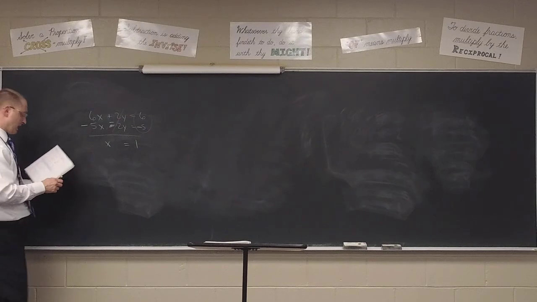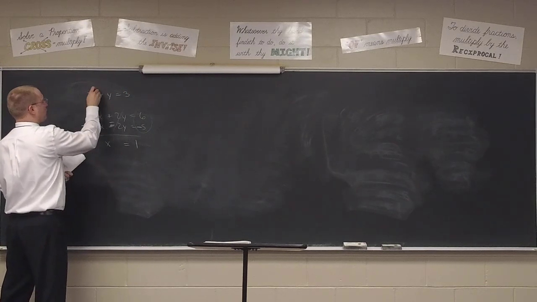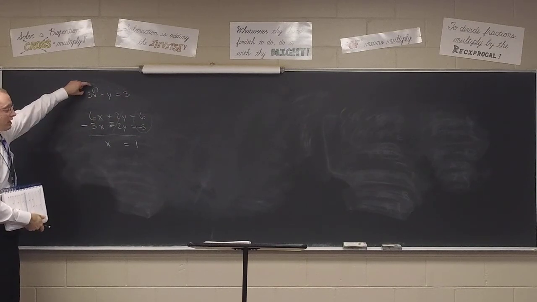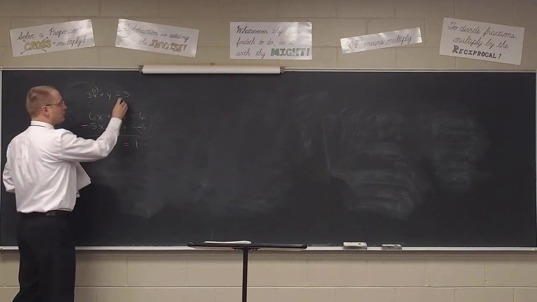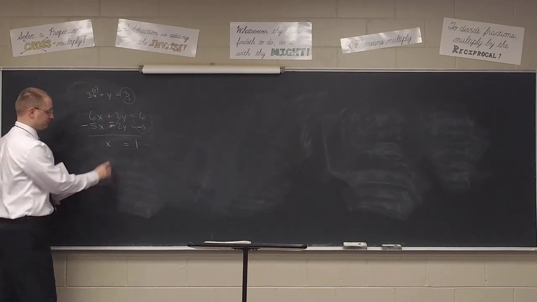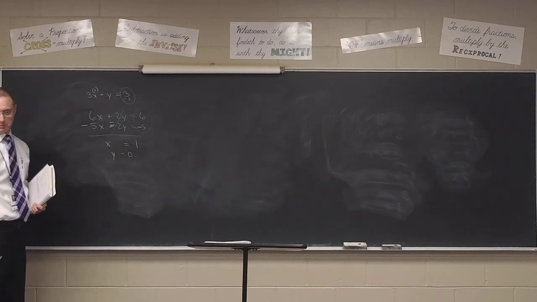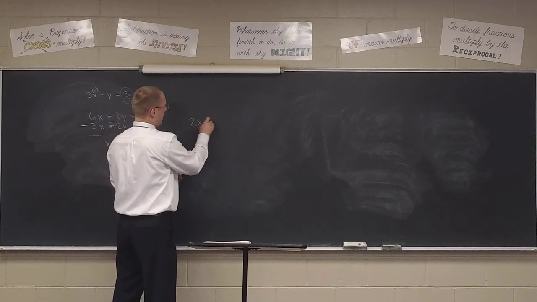So your problem was plugging it back in. Go back to the 3x plus y equals 3. Plug the 1 back in for the x. 3 times 1 is 3. But when you move it over as a negative, it gives you 0. And there's our answer, (1, 0). Make sense? 23, Maddie, I'm going to come back to you on this one.